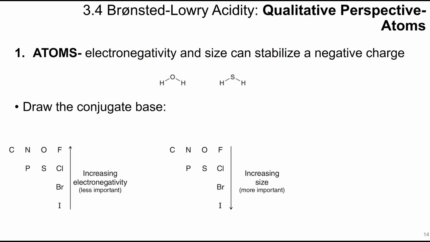We can also look at atoms in terms of their size. Electronegativity and size can stabilize a negative charge. So now we're comparing oxygen to sulfur. Those are both in the same column, so they're both pretty electronegative, even though oxygen is slightly more electronegative because of its location, but that is less important. So here we're going to draw again the conjugate base.